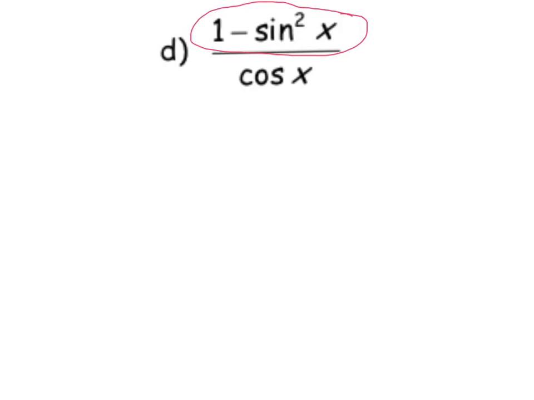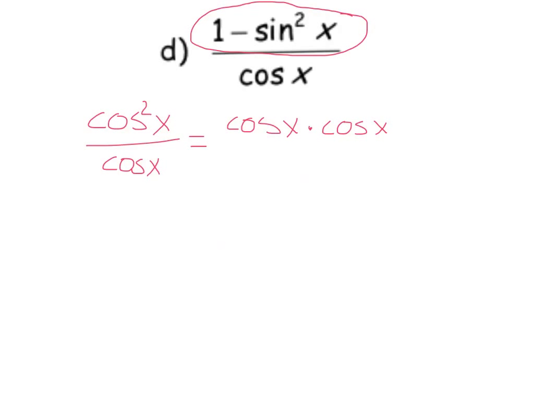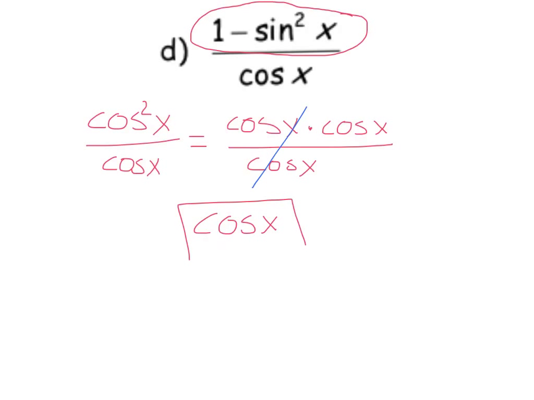So the numerator becomes cosine squared of x. The denominator is cosine of x. The numerator, cosine squared of x, this is just showing all the steps, is cosine of x times cosine of x. When you square something, that means multiply it by itself. And then you're dividing by cosine of x. So one of the cosines cancels, leaving you with cosine of x. And that is the answer.